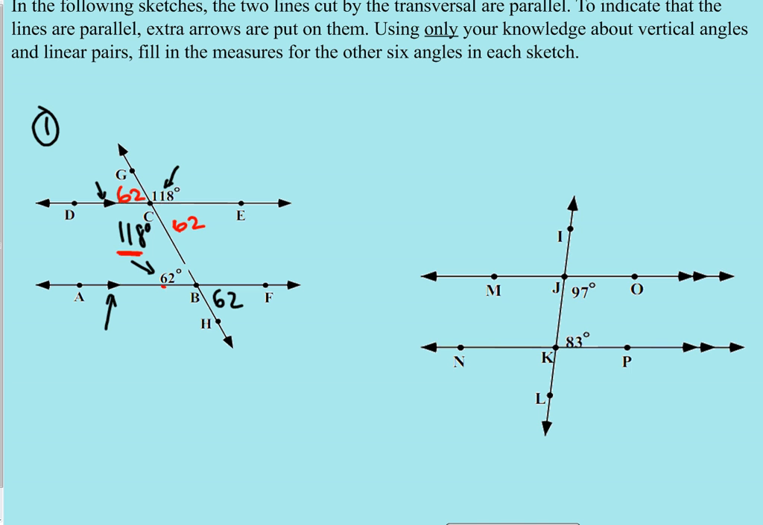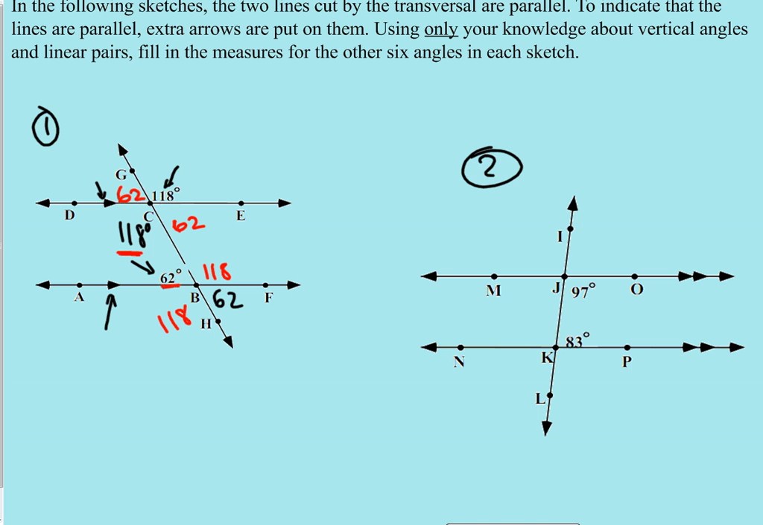Likewise, if this is 62, this has got to be 118. By vertical angles, that's got to be 118. So I'm hoping what you notice is that of all the angles that are created there, there's only 2 answers. Half of them are 62, the other half are 118. Likewise here.